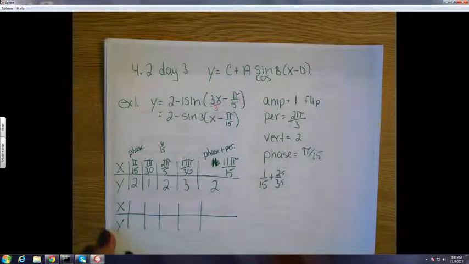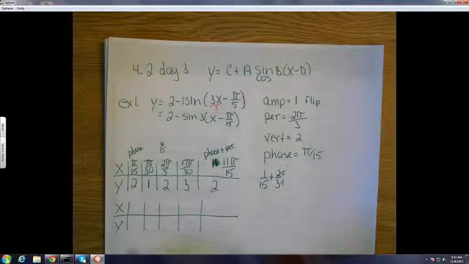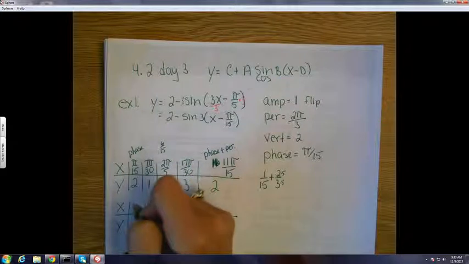This is going to be our last day for 2 tables also. When we do the other trig functions, I think you've had enough practice with 2 tables, we're just going to do 1 table. So this is your last day with 2 tables. Okay, so we start at the same spot, pi over 15.